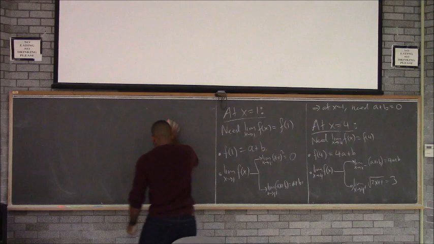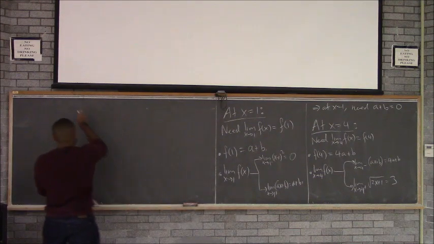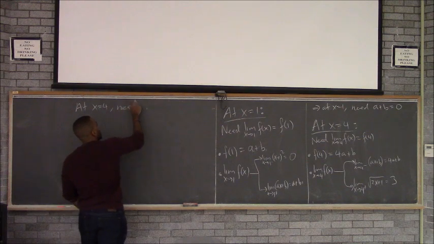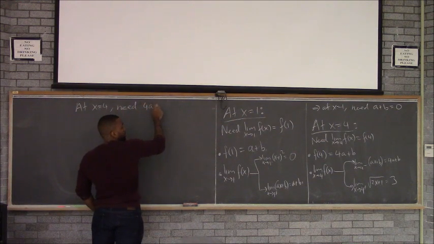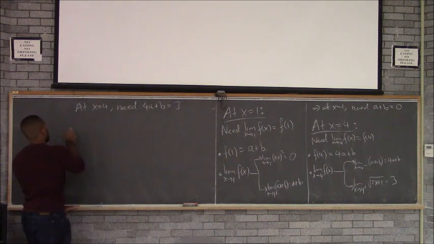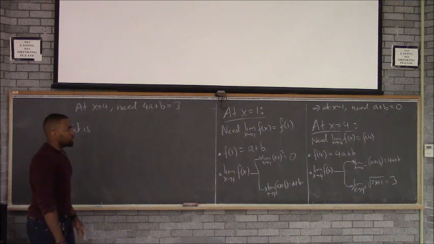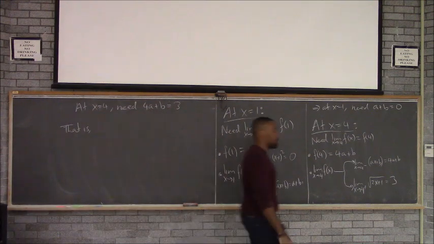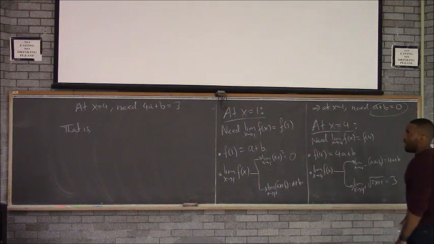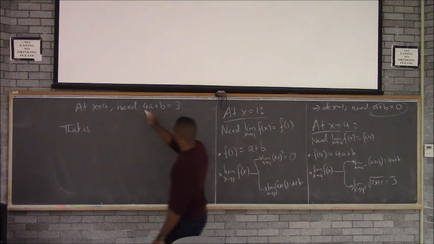So ultimately now I can determine this. At x equals 4, we need 4a plus b to be equal to 3. That is, there are two things that you need to actually make this thing work out. A plus b must be equal to 0, and 4a plus b must be equal to 3.